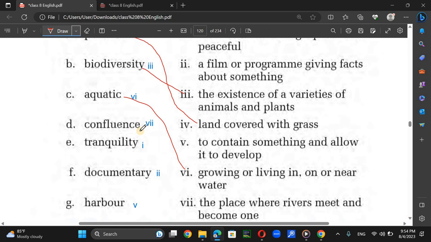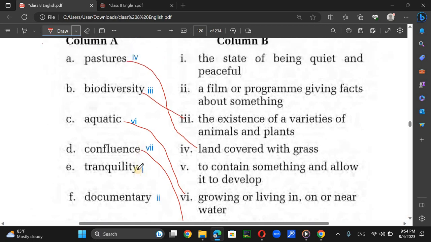And confluence. Confluence means the place where the rivers meet and become one. This is called confluence. Confluence means the place where rivers meet and become one. Now, tranquility. The meaning of tranquility is the state of being quiet and peaceful.